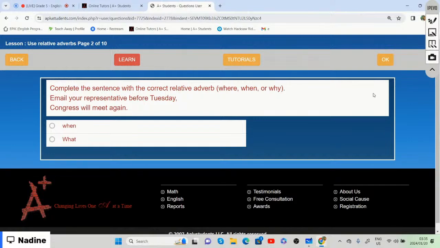Email your representative before Tuesday. Do we say when Congress will meet again? Or email your representative before Tuesday what Congress will meet again?